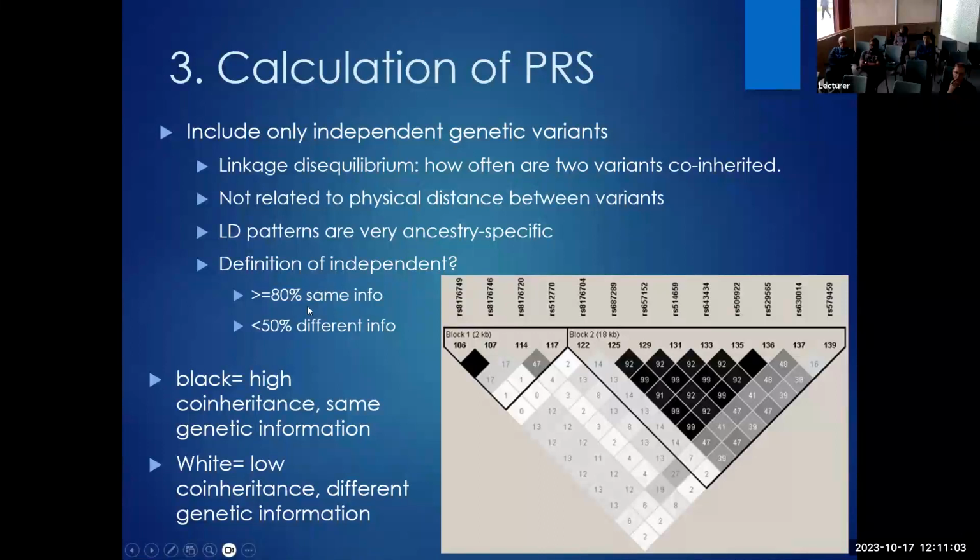Same information is basically if the number is a percentage greater than 80%. Less than 50% is different information. These are ballpark figures. So if we look at all of the ones that have very high inheritance, we can remove these. This variant represents this block. This variant represents this block. And then we probably include these ones as well.